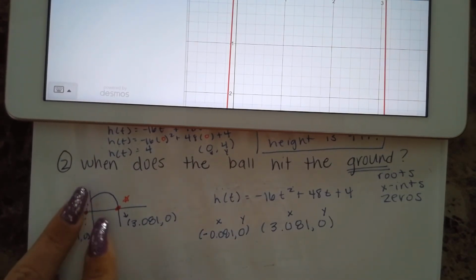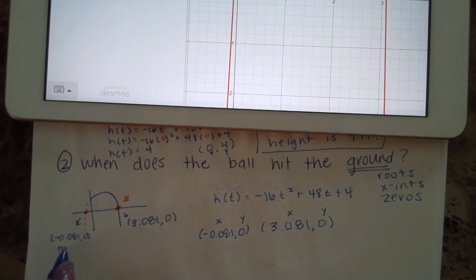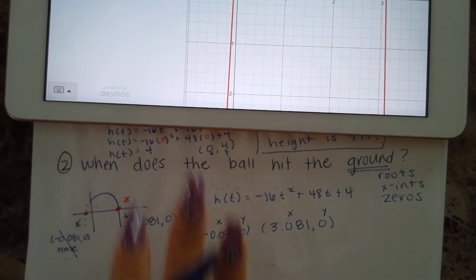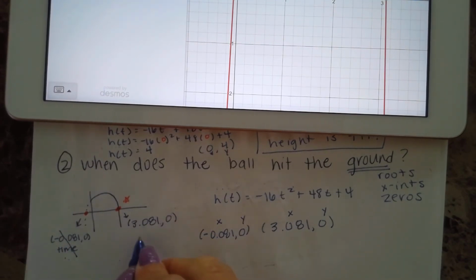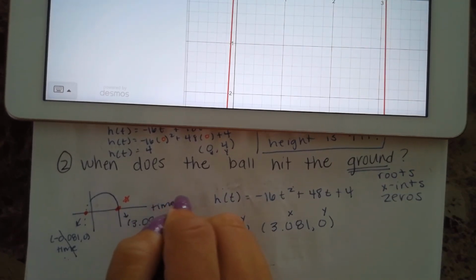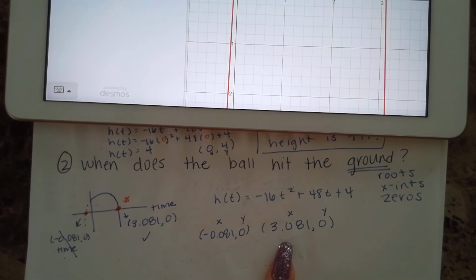Remember, this one does not count because time cannot be negative. So let's just mark it out. But it's okay to write it just so you know what you're looking at. And this one right here works. And if this is time, we know that it is going to be 3.081 seconds. Okay, so the ball hits the ground in 3.081 seconds.